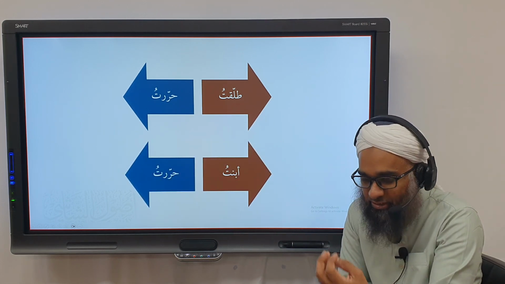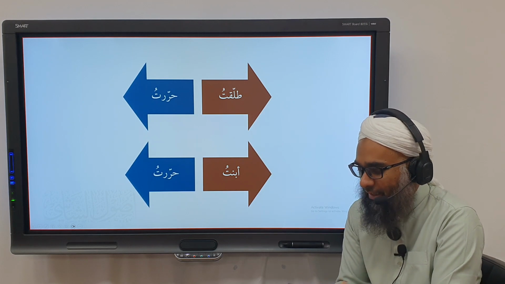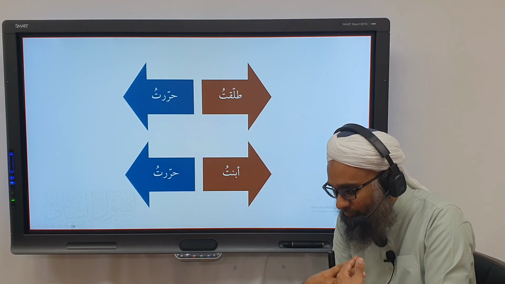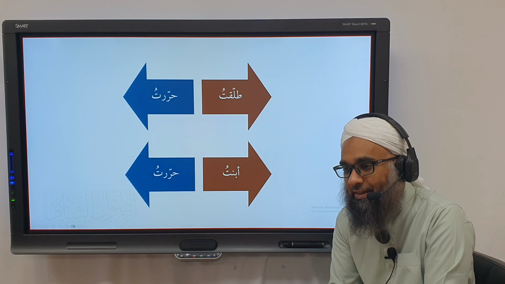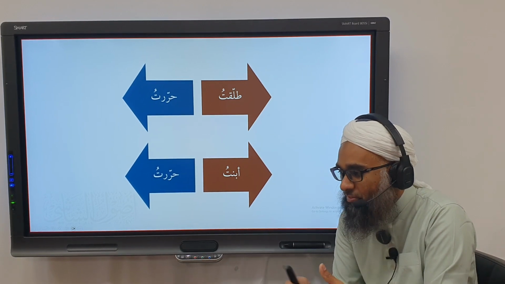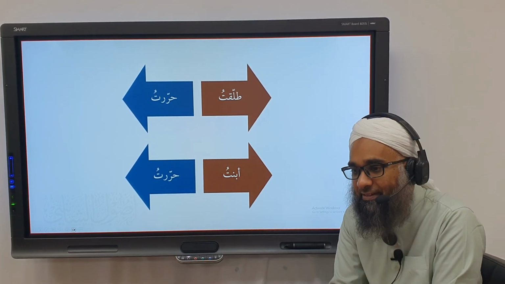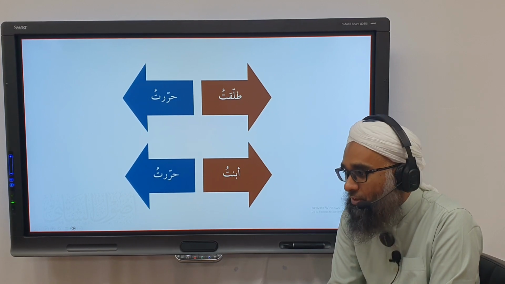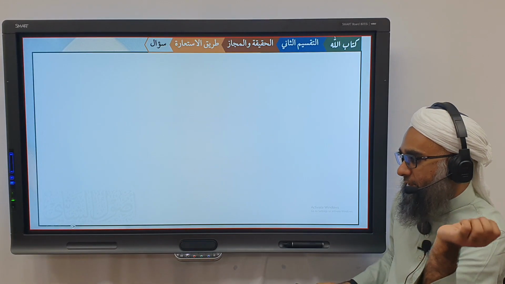Harrartu is actually a majaz of abantu. Like I've made you ba'in, I've removed the milkul mut'ah, which means I have removed my access. And that comes with ba'in. You understand? So it's not, let me explain the text in here.